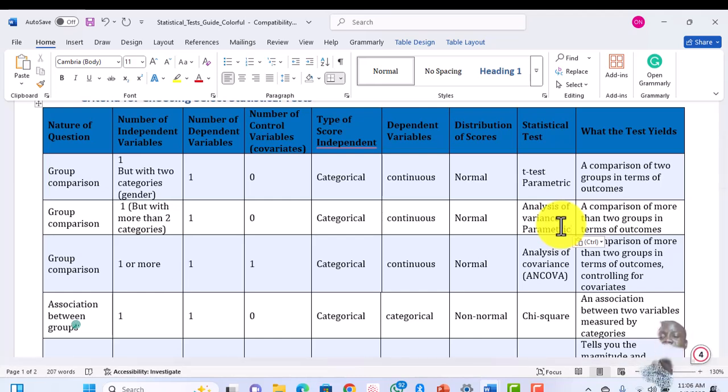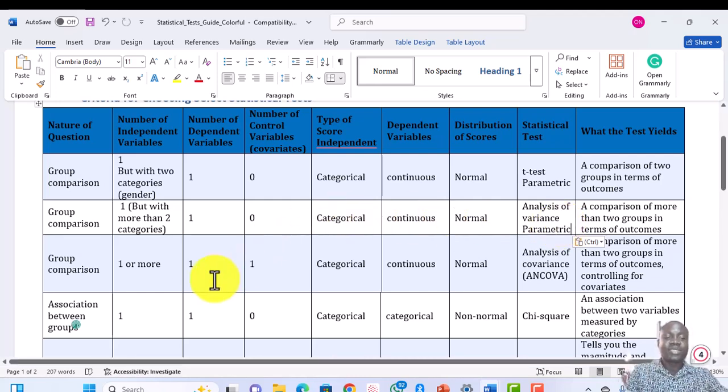So it's a comparison of more than 2 groups in terms of outcome. The first one, which is the t-test, is a comparison of 2 groups in terms of outcome. Now, the next one is the analysis of covariance.